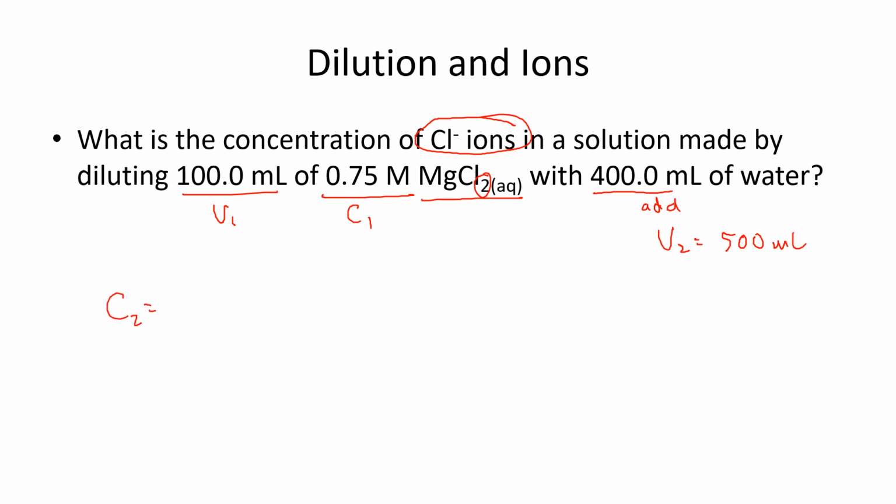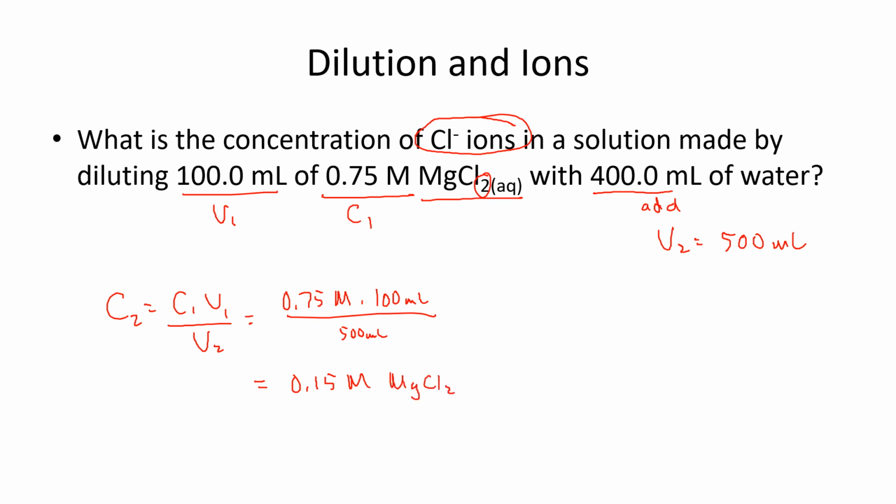So C2 equals C1 V1 divided by V2. And that equals 0.75 moles per liter times the initial volume divided by the final volume, which is the 500 milliliters. So let's see what that comes out to. 0.75 times 100 divided by 500 equals 0.15 moles per liter, and that would be magnesium chloride.